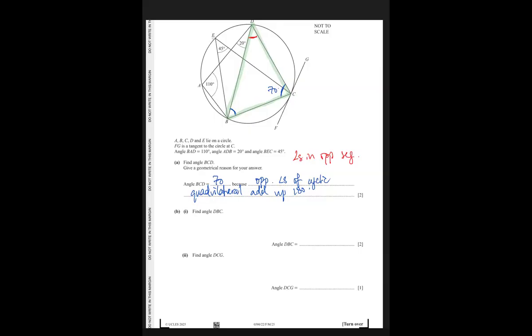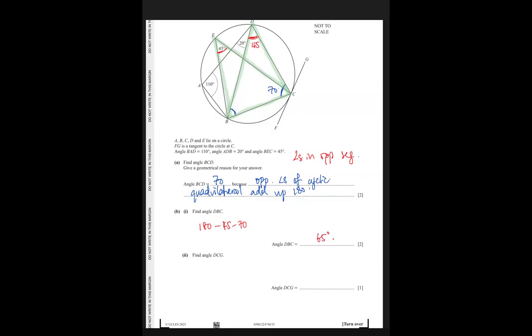Observe this arrow, like the butterfly shape. This angle and this angle are the same because they are angles in the same segment. If they didn't ask you to explain, you actually don't need to write out the explanation. So you just take 180, but this one is 45, by the way. So 180 minus 45 minus 70 to get 65 degrees.